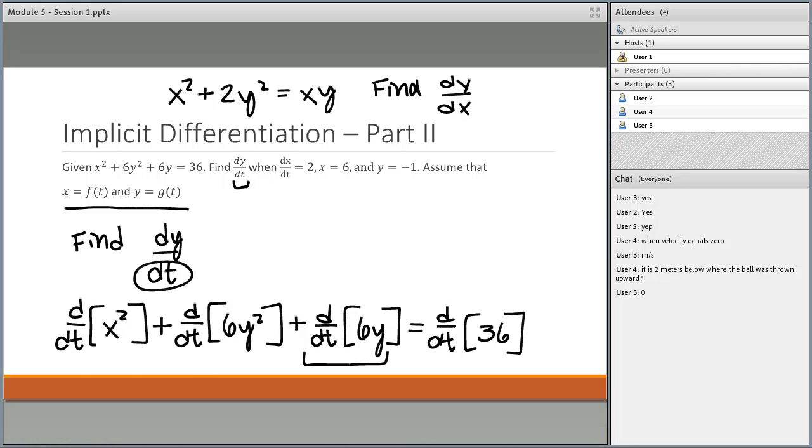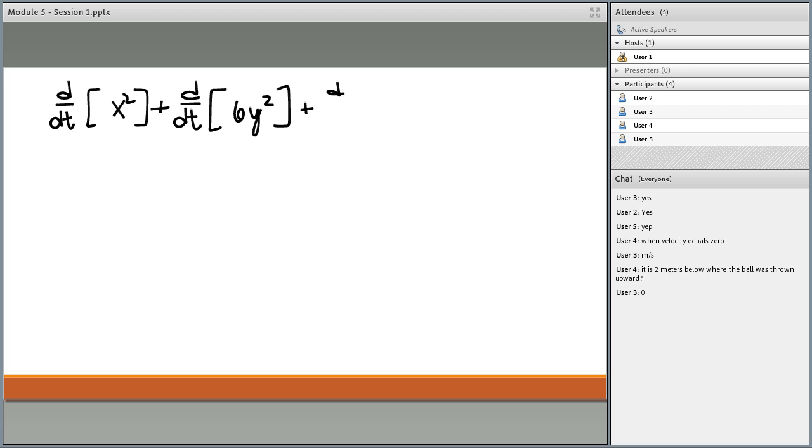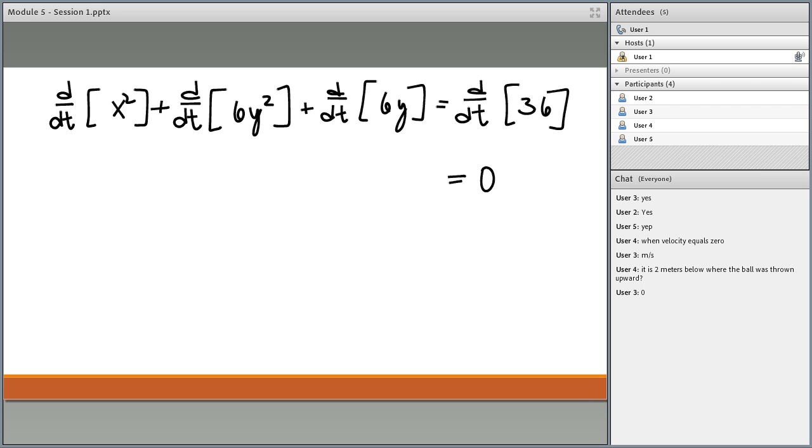And then these three derivatives. Let me go to the next page really quick and just write this out again. Okay, so on the right side, we get 0. The derivative of a constant with respect to any variable is 0.